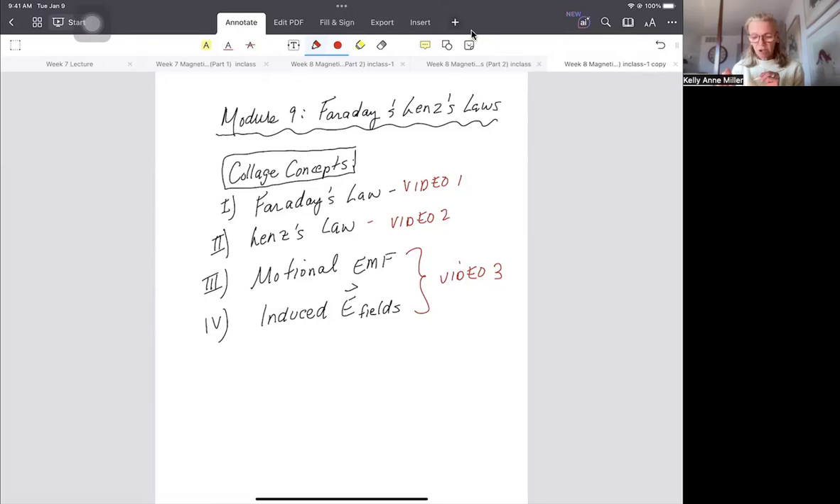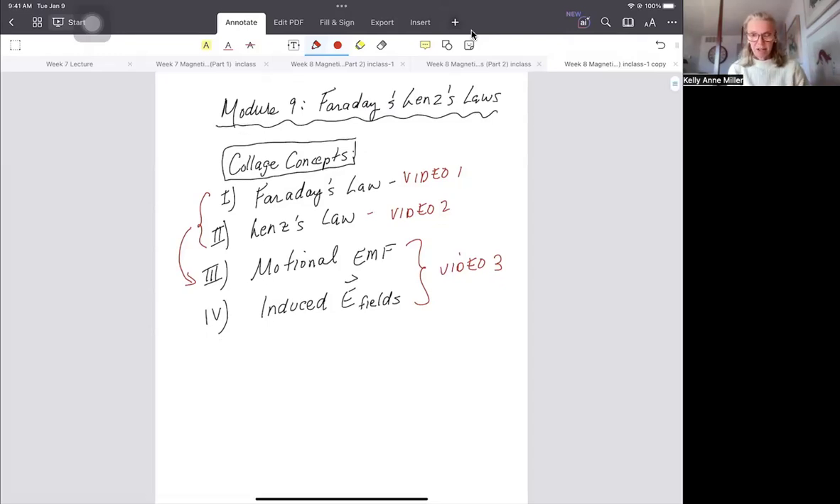Concept 3 is motional EMF, which is really the same as these two concepts, with just a slight variation introduced. It's basically the same as Faraday's law and Lenz's law. And induced E fields is the idea that if you have a changing magnetic field, you induce an E field either in a wire or in the air. In video 3, I'll do a bunch of example problems from those two concepts, and hopefully those will be helpful for your challenge this week.